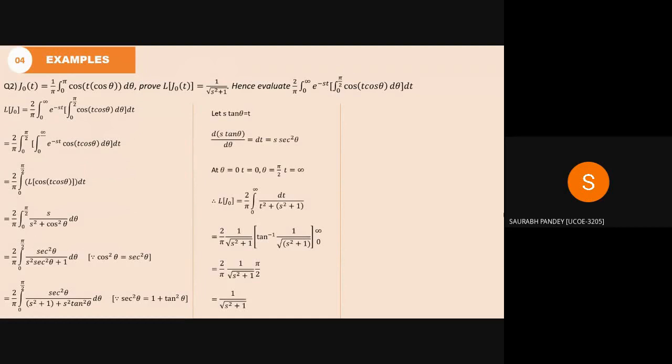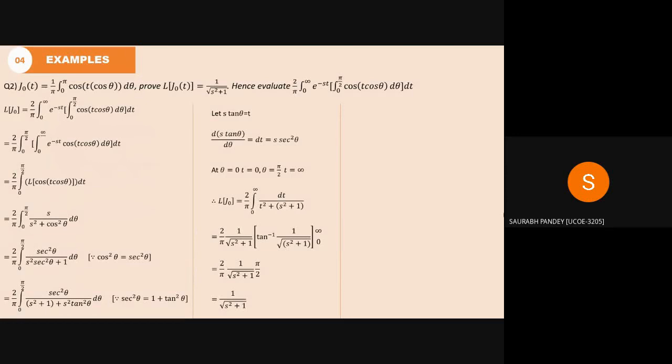Then by the substitution method, we take tan theta equals t, and differentiate both sides, so we get dt equals sec square theta d theta. When theta is 0, t is 0, and when theta is pi by 2, t is infinity. Unlike the previous one where it was sine, here it's sec. So let's continue further. We substitute tan theta in place of sec square, and dt as simplified above.